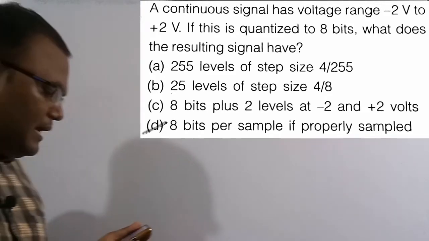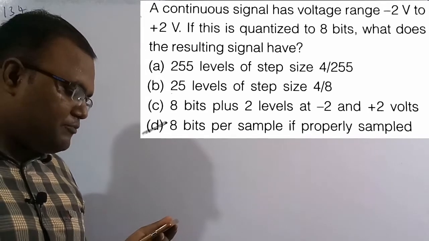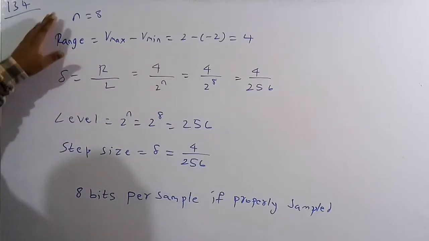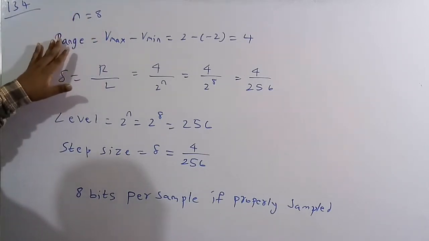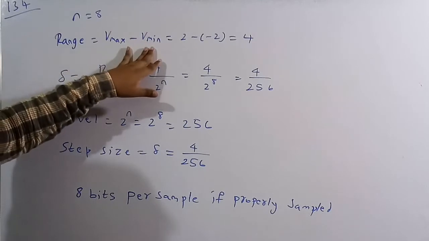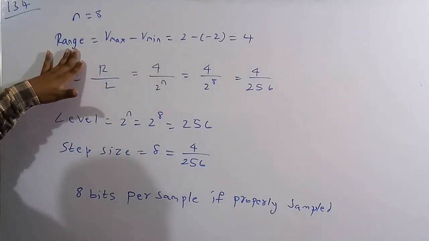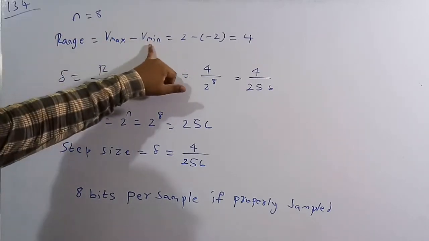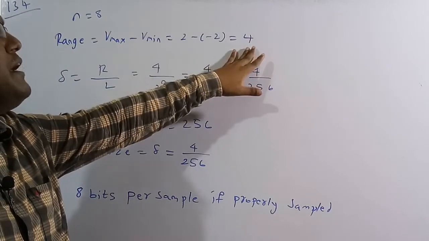So what are the 4 options? 8 bits per sample if properly sampled. So let's solve this numerical. In the question they have given that for each and every sample, the number of bits is 8, and they have also given the maximum peak voltage and the minimum peak voltage. So in order to calculate the range of the message signal, Vmax minus Vmin. Vmax is 2 volt and Vmin is minus 2. So we are going to get range equal to 4 volt, which is the peak to peak voltage of the message signal.